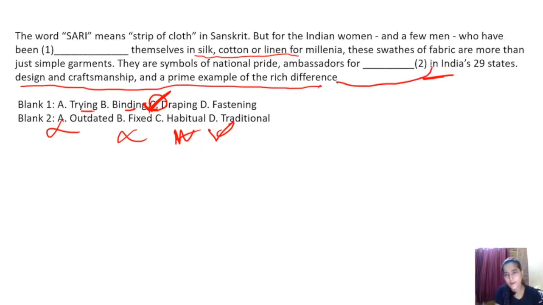And after this, it should come that in India's 29 states, right? So here for traditional design, it should be here traditional, right? Okay, then let's move to our next question.